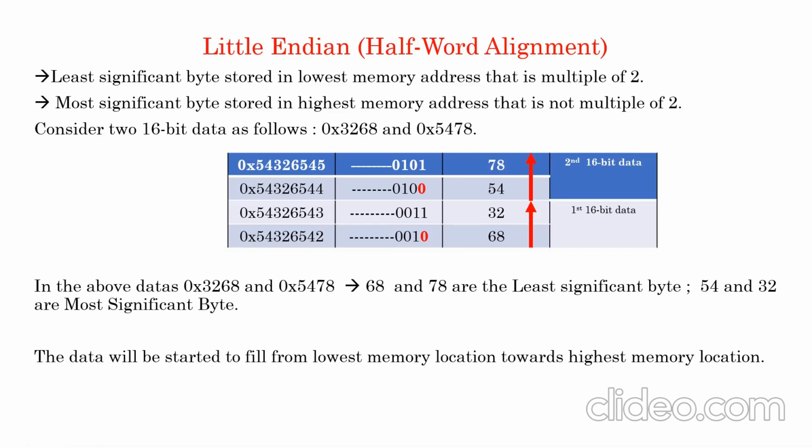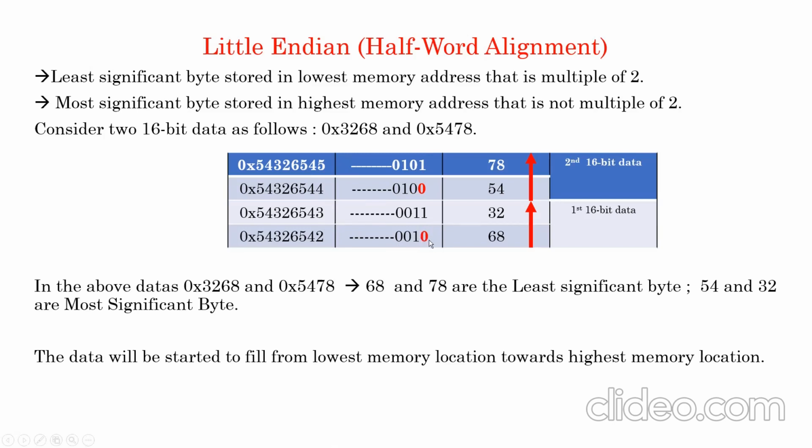Any binary value that is a multiple of 2 will have its least significant bit 0. Since I need to concentrate only on this, I am considering the binary equivalents of the least significant digits of 2, 3, 4, and 5. For 2, the binary value is 0010. For 3, it is 0011. For 4, it is 0100. For 5, it is 0101. So 68 will be stored in location 42 and 32 will be stored in location 43. The least significant byte is stored in a location whose least significant bit is 0.